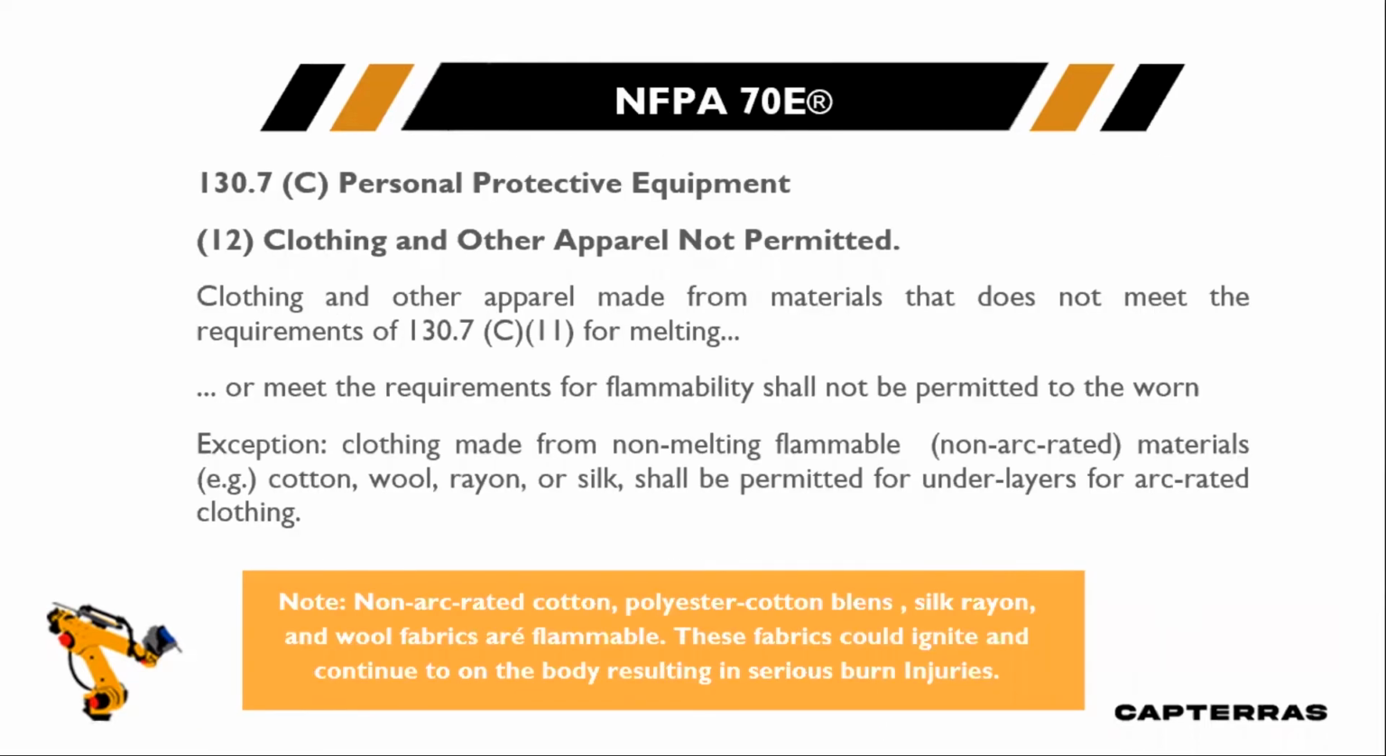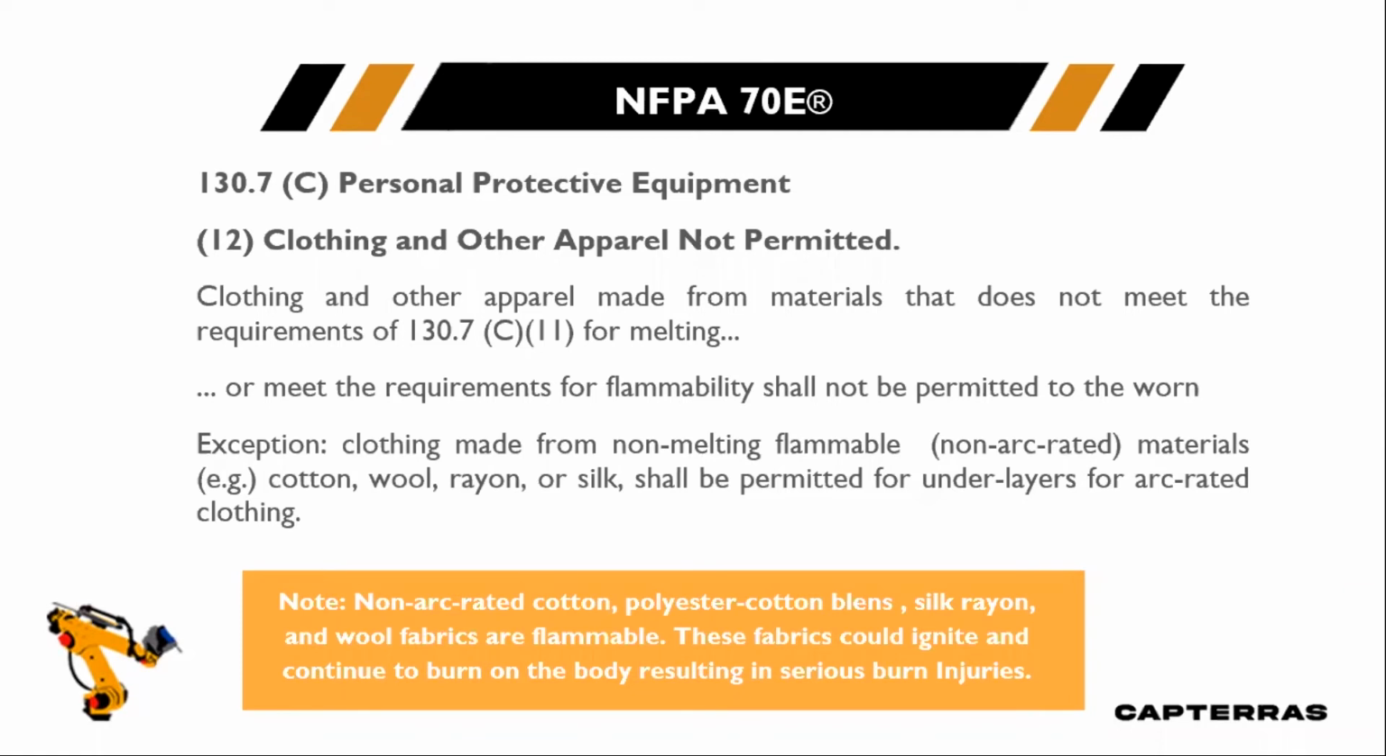The normative NFPA 70E, section 130.7(C), talks about personal protective equipment. In section 12, we talk about clothing and other apparel not permitted. You need to know the materials that do not meet the requirements of this section because some of these are flammable or could melt. As an exception, clothing made from non-melting flammable materials like cotton, wool, rayon, or silk shall be permitted for underlayers for arc-rated clothing.